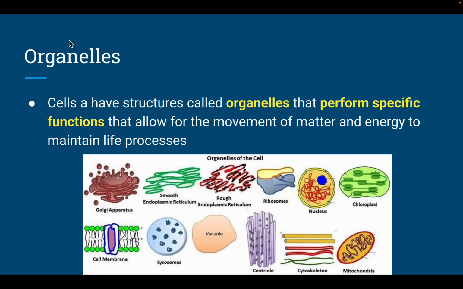So, how do cells do the life processes? Well, they need organelles to help them. Organelles are like mini organs. Our body has tons of organs, a brain, a heart, lungs. Well, cells have these little structures called organelles. And just like our organs, they perform specific functions or jobs that allow for the movement of matter and energy so that the cell can maintain life processes.